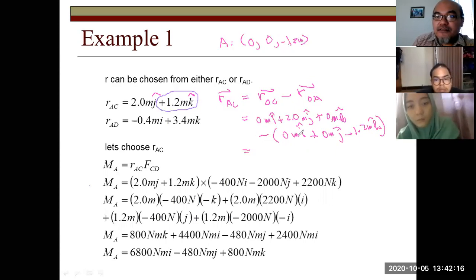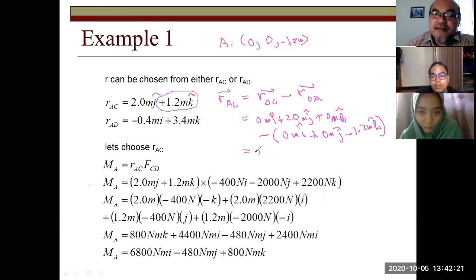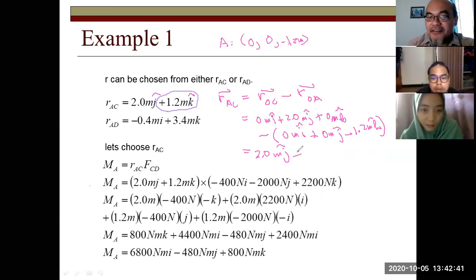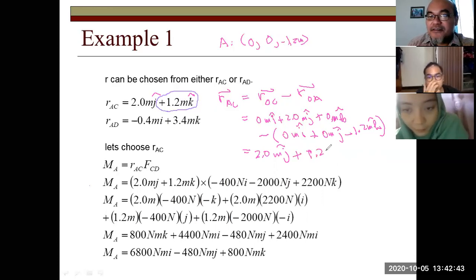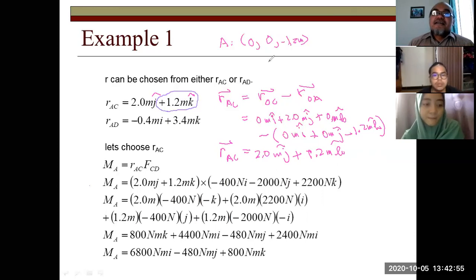So equals 0 minus 0I is 0. 2 meter J minus 0 meter J is 2 meter J. 0 meter K minus 1.2 meter K, minus multiplied by minus equals plus, so plus 1.2 meter K. This equals RAC. Okay, is it clear enough? Yeah, Pak. Thank you, Pak. Anything else?